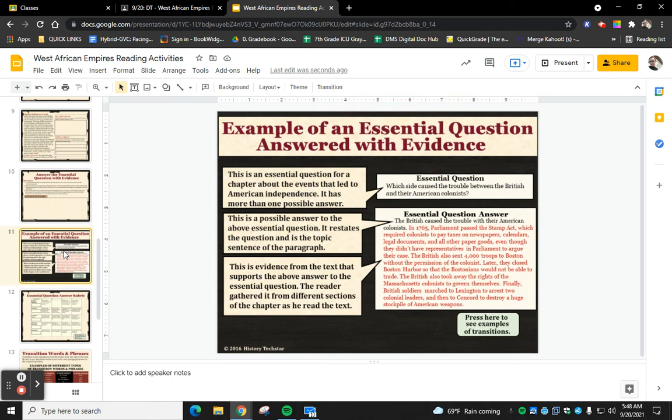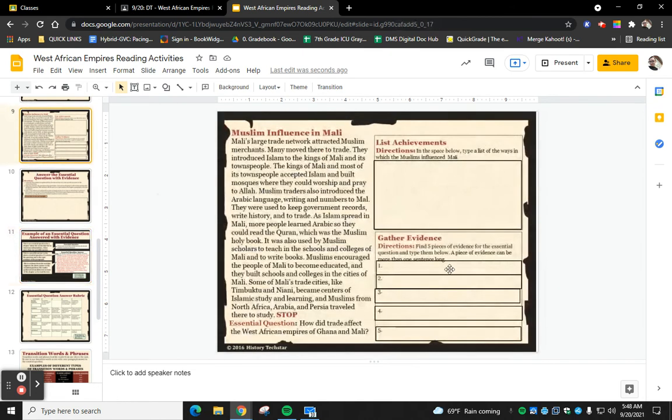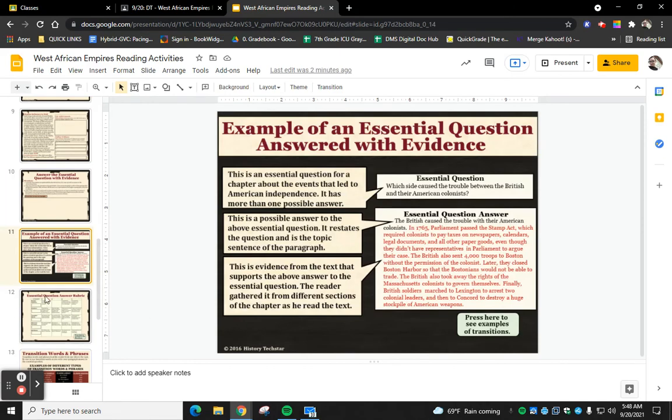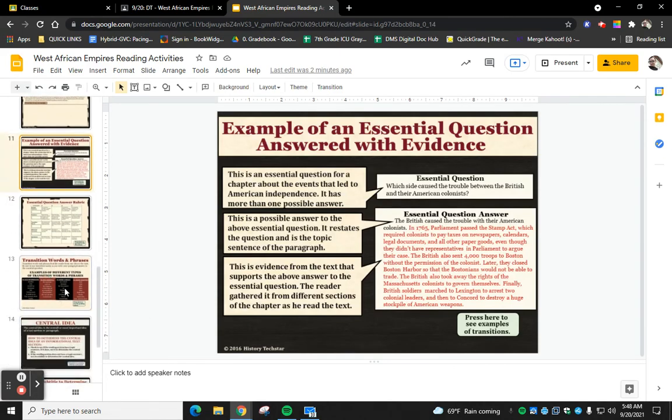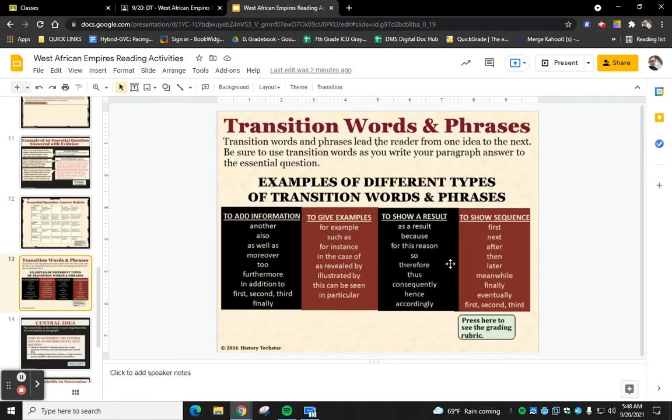Now, there is evidence from the text that supports the above answer to the essential question. The reader gathered it from different sections of the chapter as he read the text. So all the red is the essential pieces that he actually put in the gather evidence boxes. Now, if you need an example of transition words, those are on slide 13.